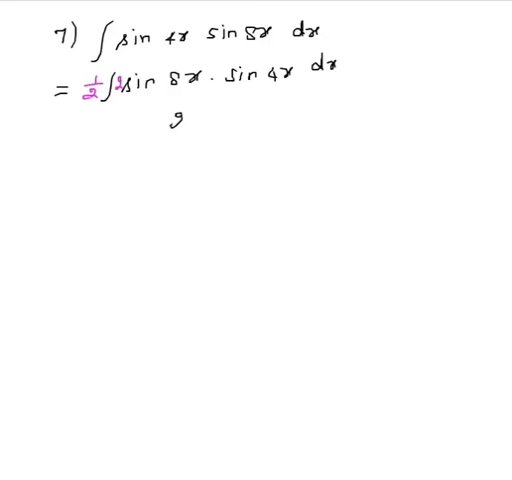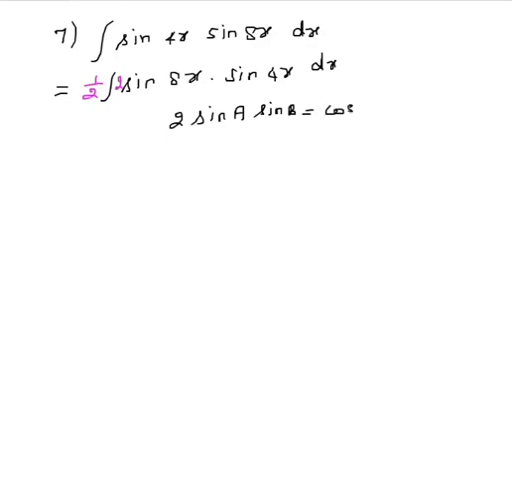Question 7, same type. Integral sine 4x sine 8x dx. I can interchange and write it as sine 8x into sine 4x, the bigger angle first, to avoid the negative sign in the formula. Even without interchanging, you can do it. Final answers will be the same. Let us multiply and divide by 2 and use the formula for 2 sine A sine B.